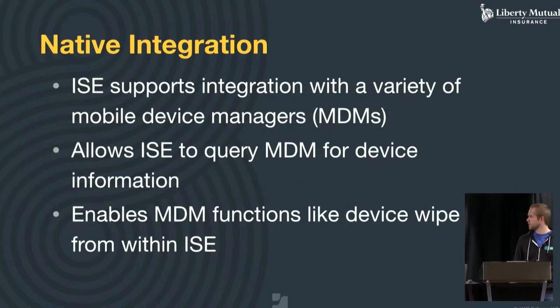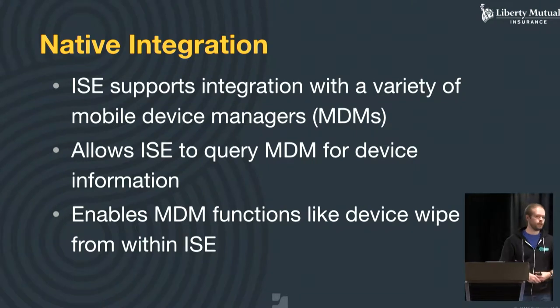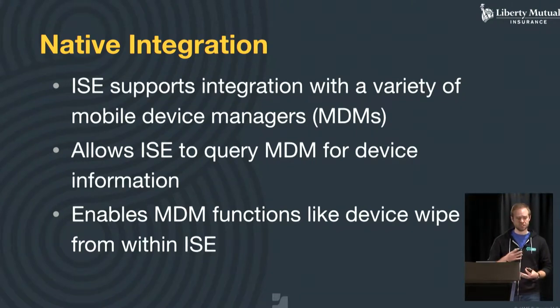So the native integration that Aaron mentioned, it definitely works. Out of the box, ICE and Jamf can talk to each other. And it allows you to do things like use MDM functions within ICE. So you can actually look at a session within Identity Services Engine and kick it off the network, take network actions, obviously, but you can also do things like wipe the device from ICE using that integration with Jamf. So it allows that extended functionality, and it also allows ICE to query Jamf for device information, like Aaron mentioned, so when you write your authorization policies, you can make more informed decisions.